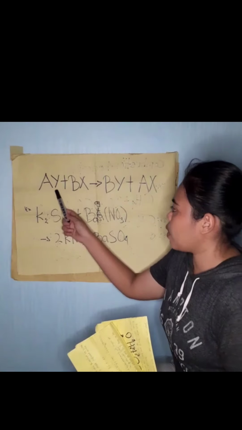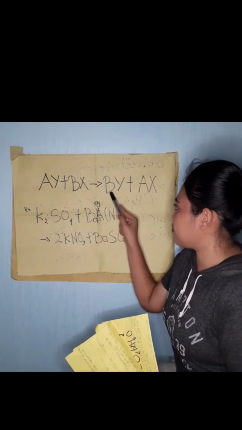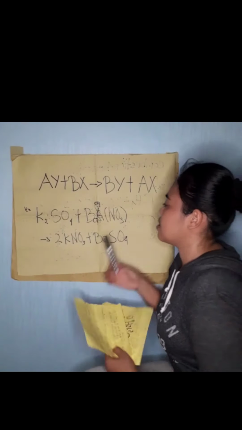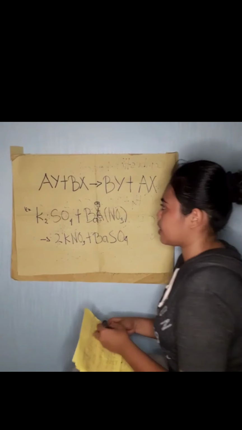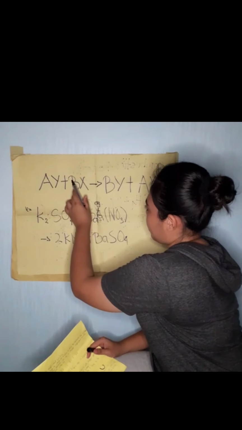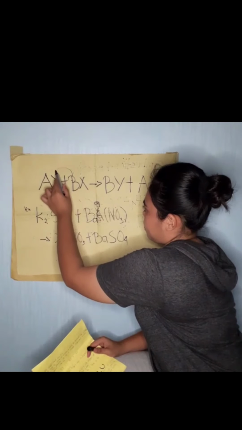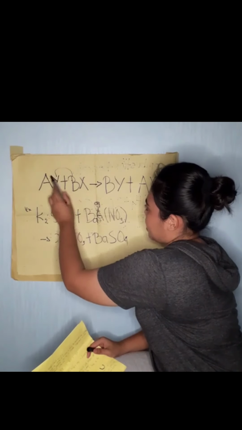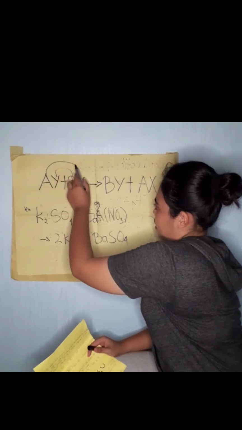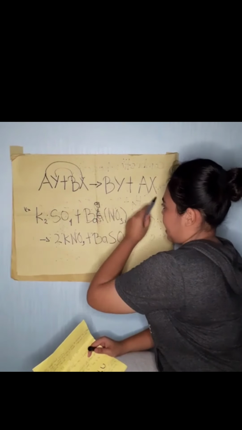First, we have AY plus BX. Then, at the right side, we have BY plus AX. So what we did is, this will be together with this. Then this will be with this. So we will have BY plus AX.